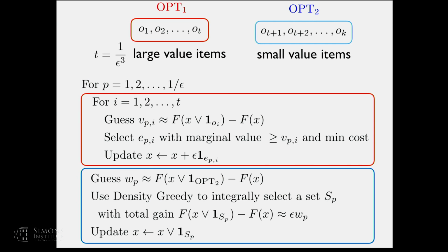And the key point here is that we're picking these items integrally. Here we were picking items fractionally, and here we're picking things integrally. And of course, by density greedy, I mean lazy density greedy, so that it runs in nearly linear time and so on.